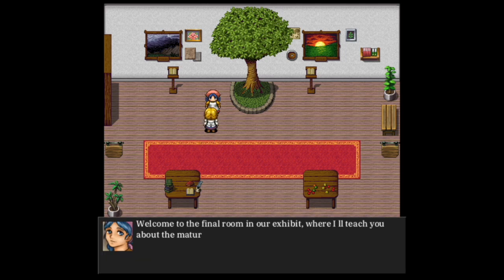Welcome to the final room in our exhibit, where I'll teach you about the mature oak gall stage and why oak galls are important to their ecosystems.